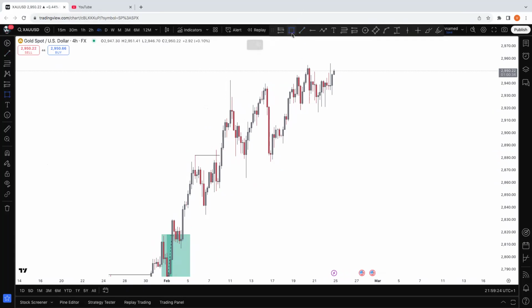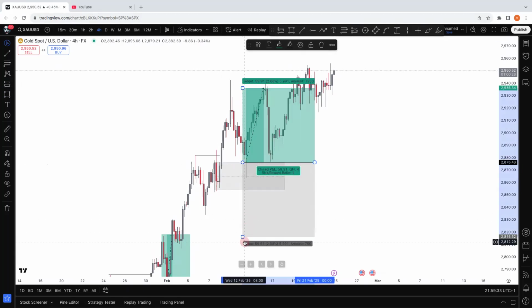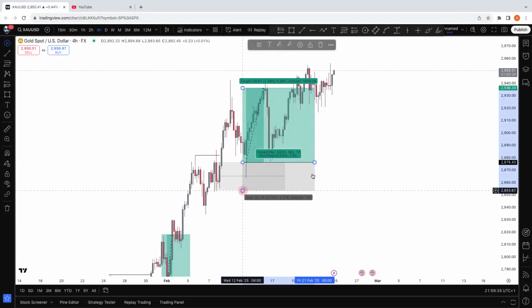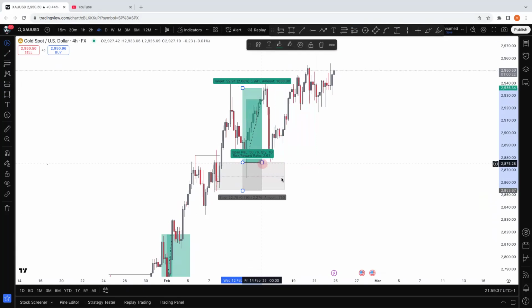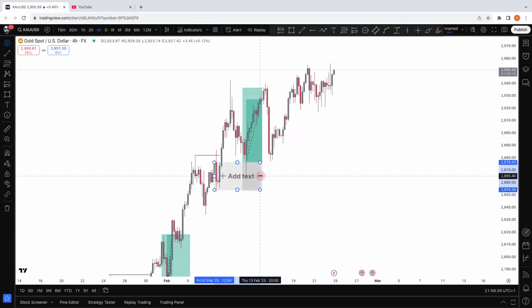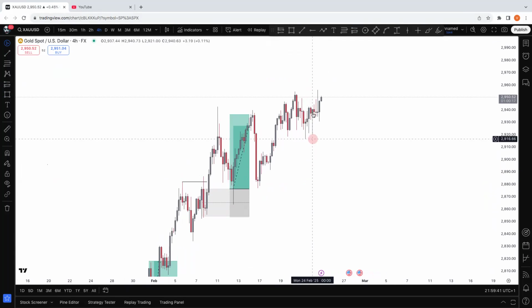So that means this zone here is our order block. And look at what price did. Price came to our order block and gave us a good trade. So this is more like how many trades now? I think about 5 or 6 trades, right?